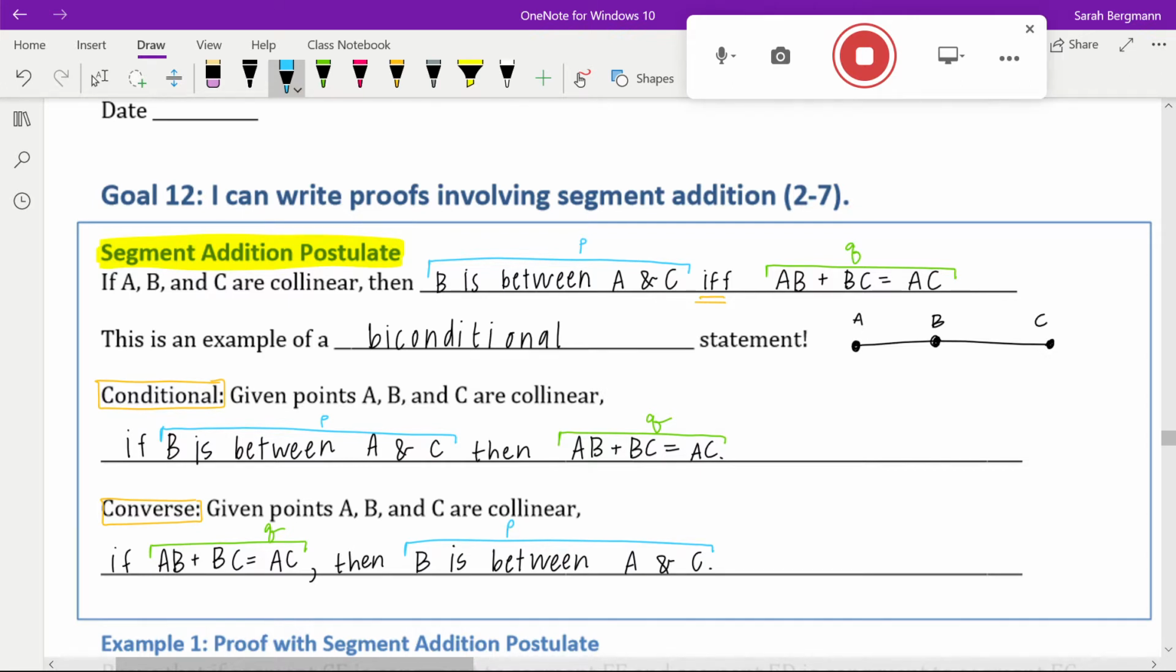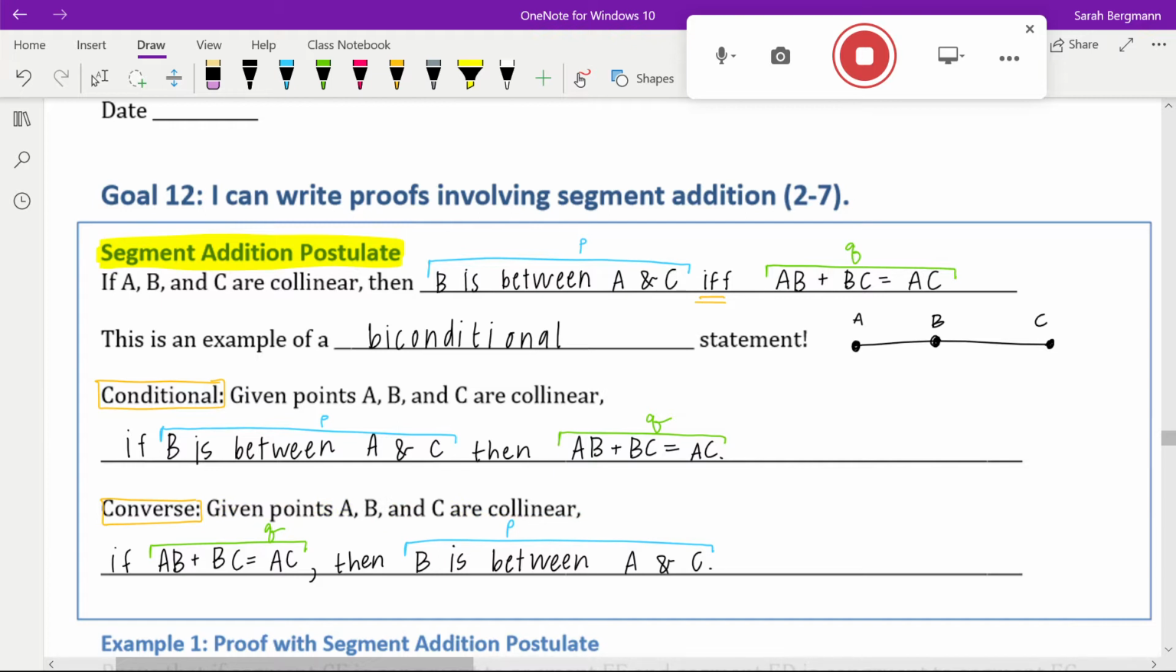So both of these must be true since segment addition postulate we know is true. So it says if B is between A and C, then AB plus BC equals AC. And also, if AB plus BC equals AC, then we can conclude that B is between A and C. For both of these, you have to know ahead of time that points A, B, and C are collinear, which remember means they're all on the same line.